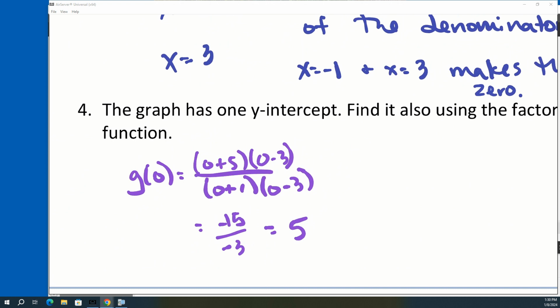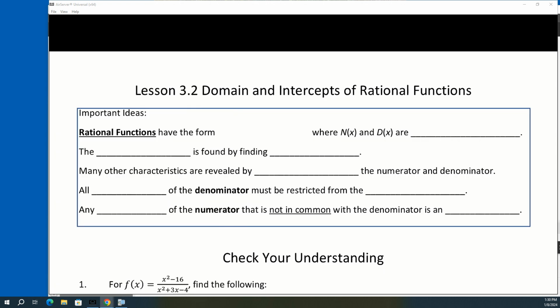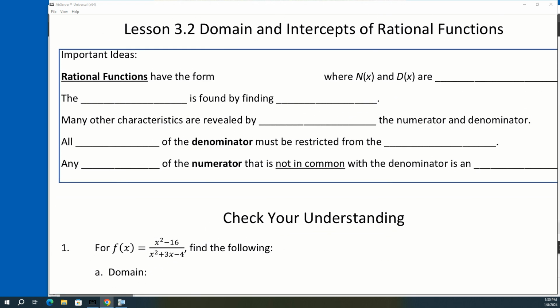All right, so some of this is going to be repetitive from our last lesson, because this is new stuff. So the more you hear it, hopefully, the more you'll remember it. But a rational function is of the form f of x equals n of x over d of x. So n for numerator, d for denominator.